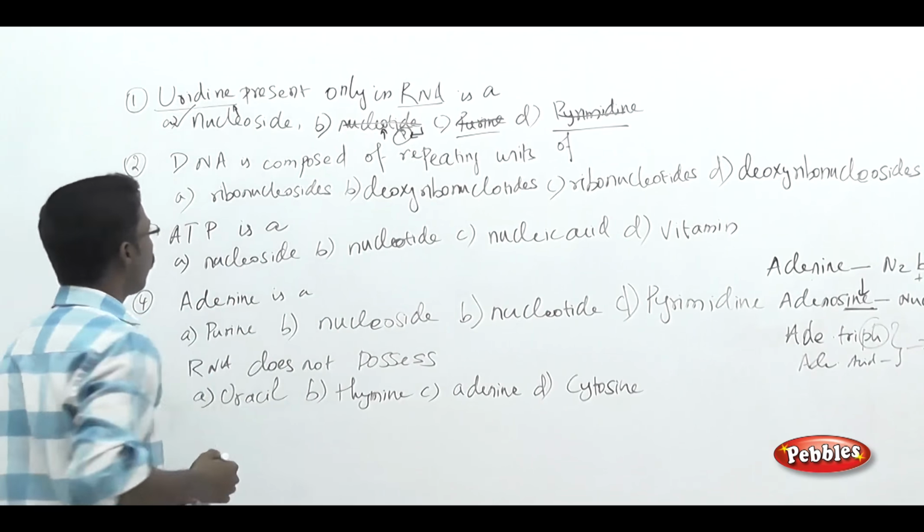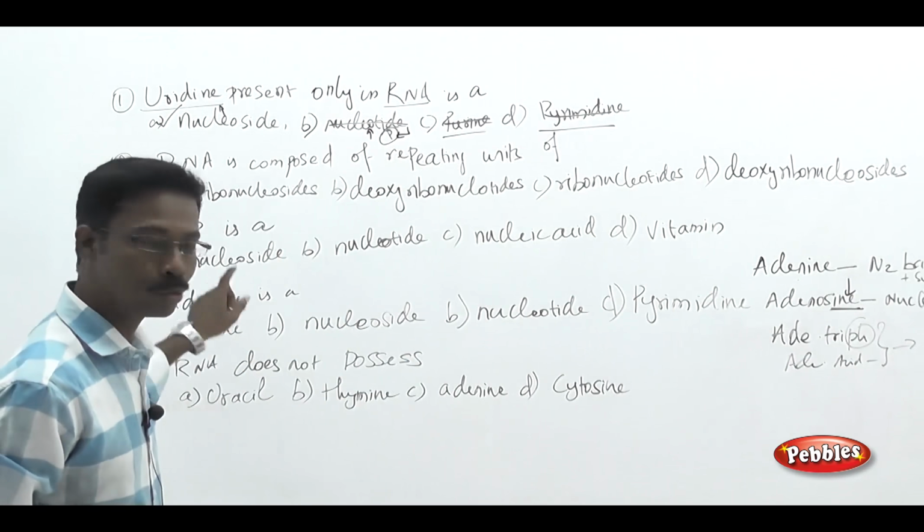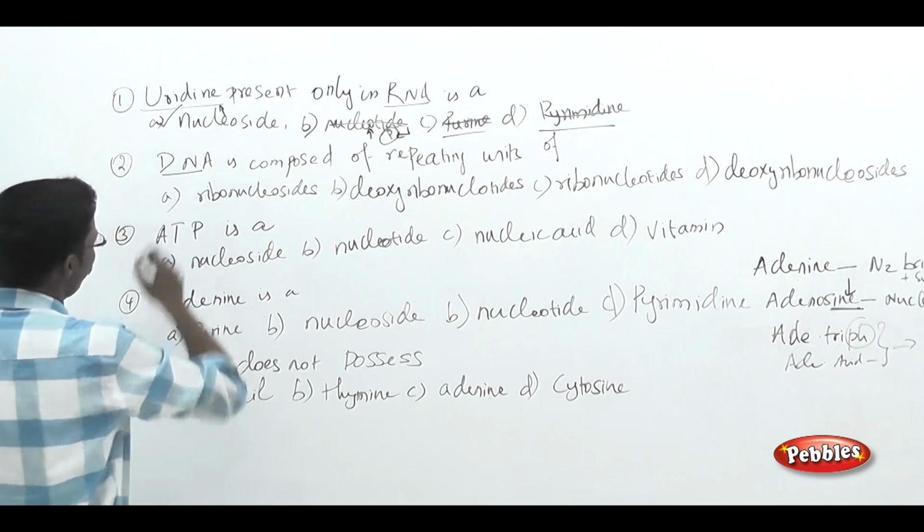Uridine in RNA is a nucleoside is the answer. This is how you have to choose the answer for this particular type of question. And see the next question.